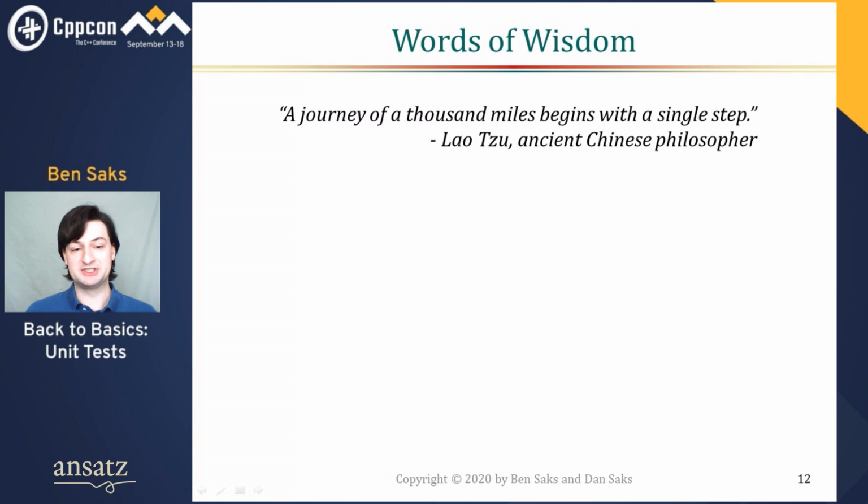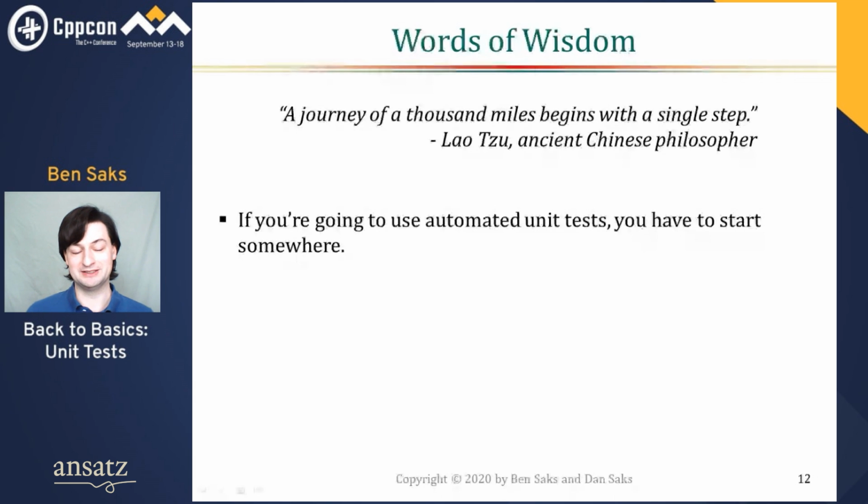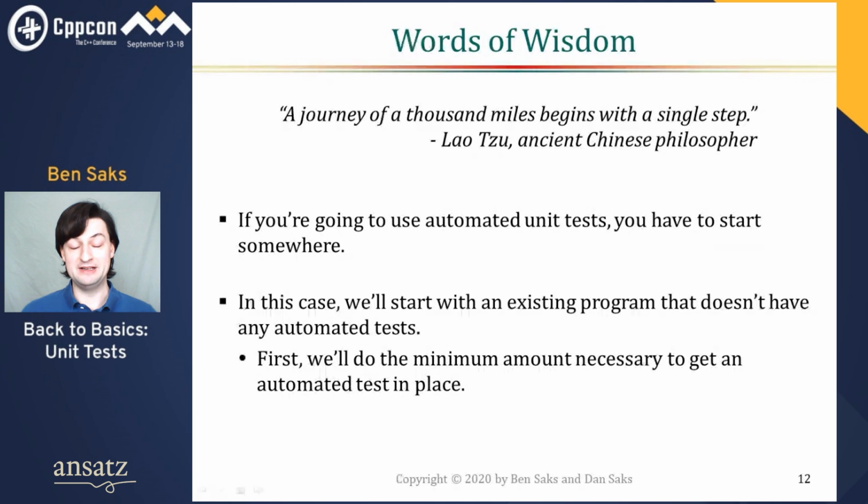Just as I was writing this up, I thought of the saying from Lao Tzu, the Chinese philosopher: a journey of 1,000 miles begins with a single step. You've got to start somewhere. If you're going to write automated unit tests, one of them is going to be your first. And in this case, what I'll be doing is starting with an existing program that doesn't have any automated tests at all. What I will show is we'll put a minimum amount of code in place to get an automated test running, and then we'll build on that.